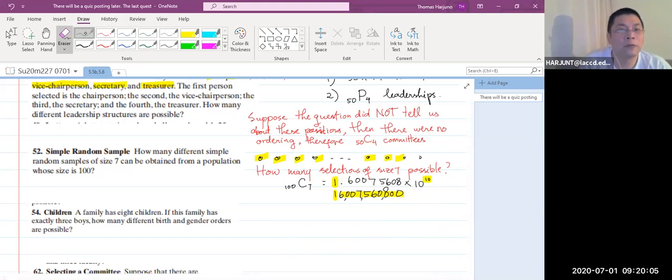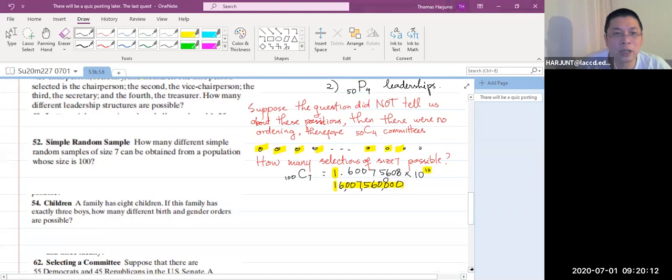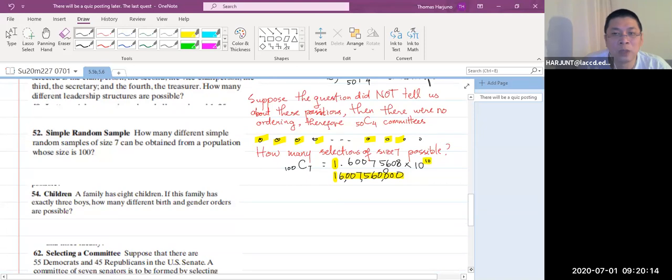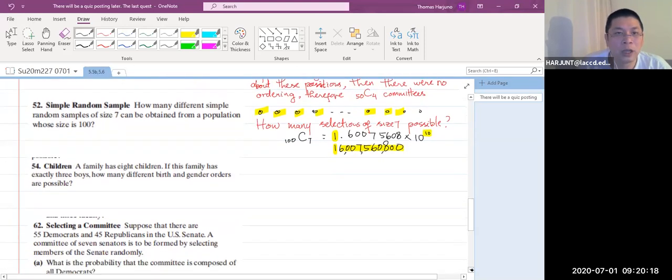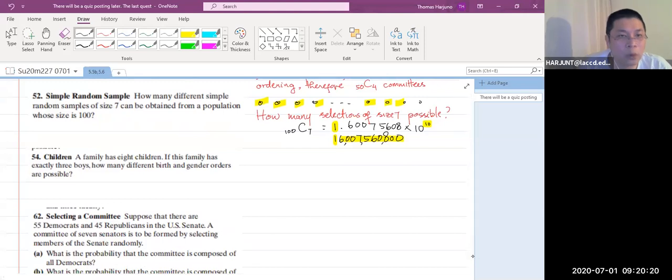Now, number 54, you see that it gets faster, right? It gets faster because once you get the understanding, then it will be a lot easier. Now, a family has 8 children, and this family has exactly 3 boys. How many different birth and gender orders are possible? It seems like order is important, huh? But let me show you how we can approach this problem.